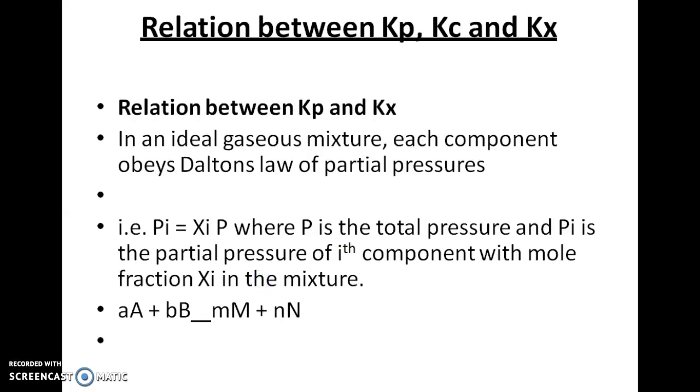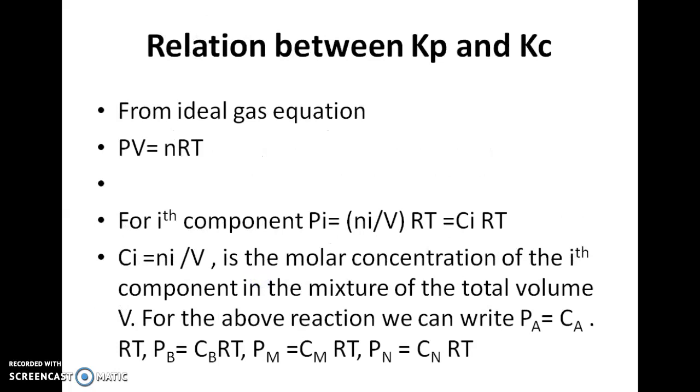Now, to discuss the relationship between Kp and Kc, in an ideal gas mixture each component obeys Dalton's law of partial pressure. You know that Pi is the partial pressure, which is equal to the mole fraction into the pressure, where P is the total pressure and Pi is the partial pressure of the ith component with mole fraction Xi in the mixture. If you take the reaction aA plus bB giving mM plus nN, in this case for an ideal gas, the equation can be given as PV equals nRT.